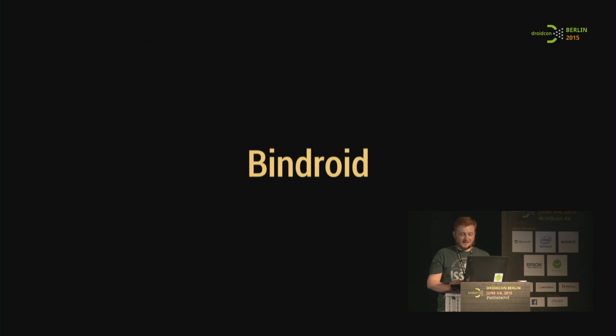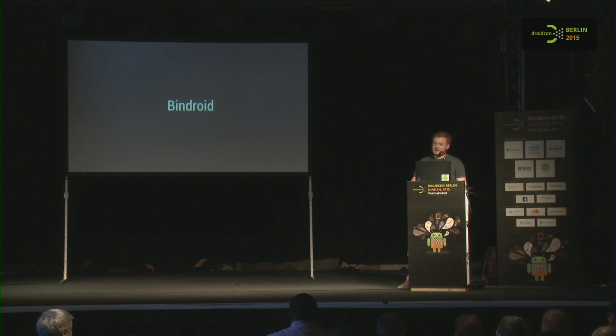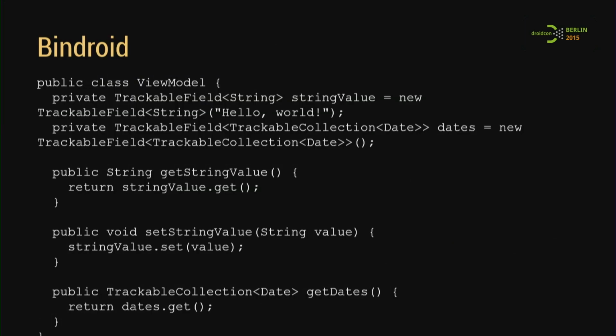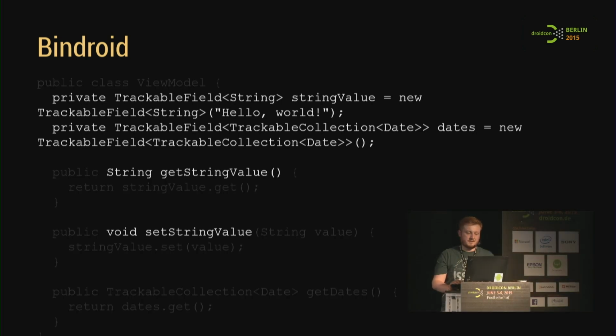And just an honorable mention for Bindroid, it's another MVVM approach. It's quite different from the previous ones because you don't create any custom attributes and make changes in your XML files. Everything you have to do is just create a view model again. With Bindroid, we have a trackable field class, which is responsible for all of these events between view and view model. So the important stuff is here.